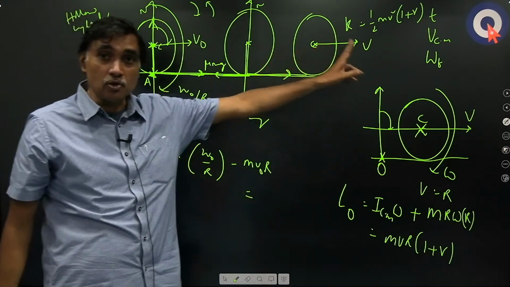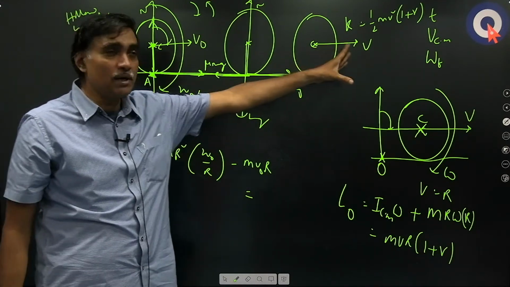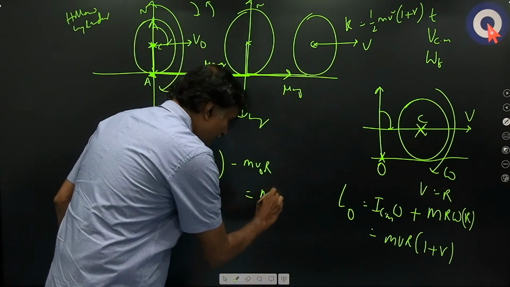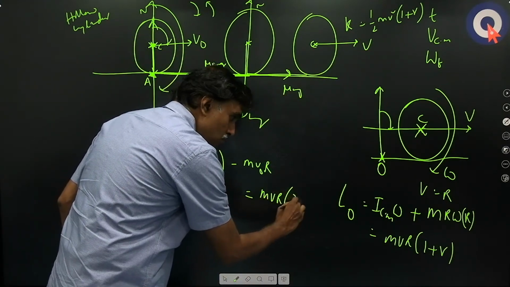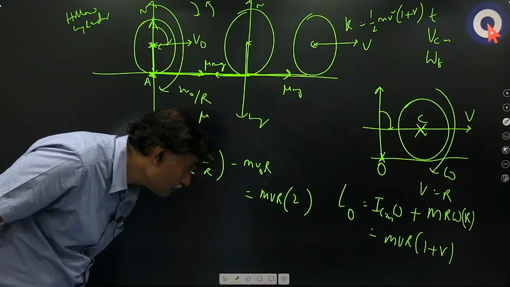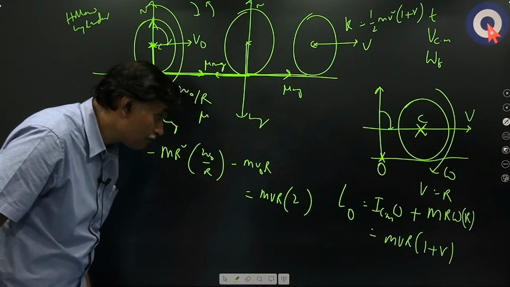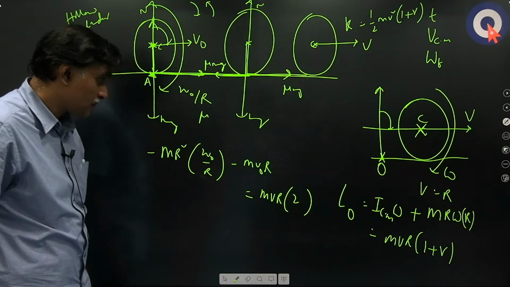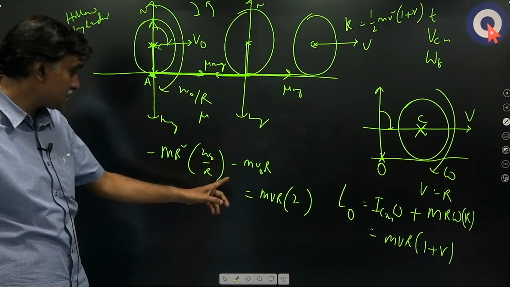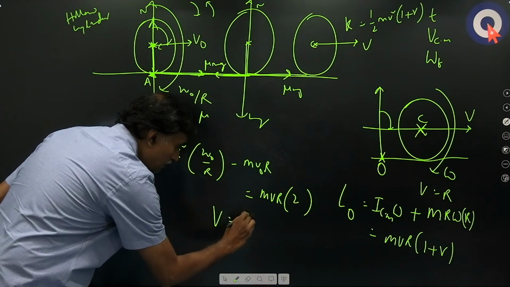Finally, when it starts rolling also, angular momentum about this point should be negative only. But what is angular momentum? mvr into 1 plus gamma, because it has started rolling. Gamma is 1, so 2L. From here V value you will get when it starts rolling. How much you will get? LHS is 3V naught and this is 2V naught. So what is V? 3V naught by 2.